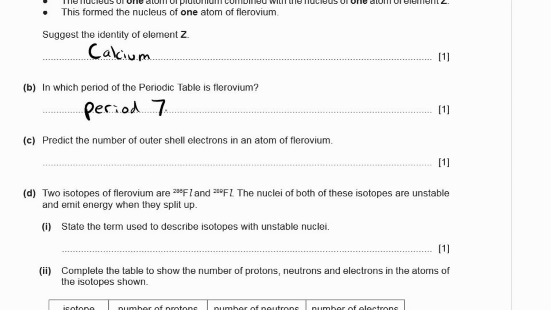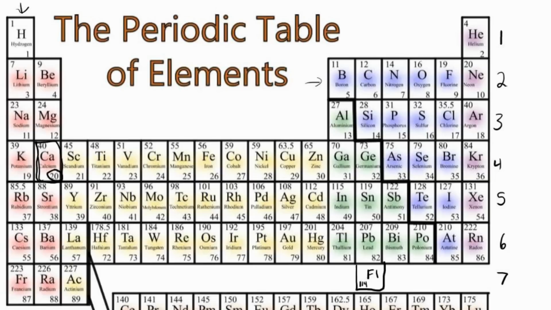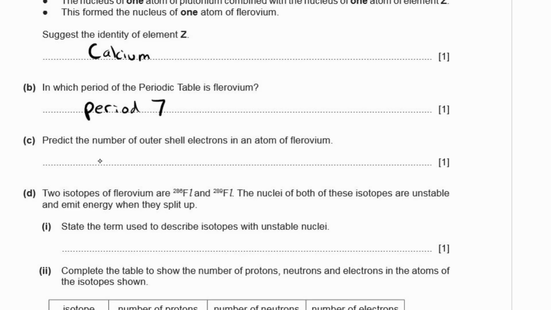All right, good. Next is predict the number of outer shell electrons in an atom of flerovium. And again, that's a periodic table. When you want to look at the outer shell electrons, you need to look at the group. So this is group 1, 2, 3, 4. Flerovium is in group 4, which means it has 4 outer shell electrons, just like carbon and silicon and germanium and tin and lead. All right, fantastic. So there are 4 outer shell electrons because it's in group 4. Good.